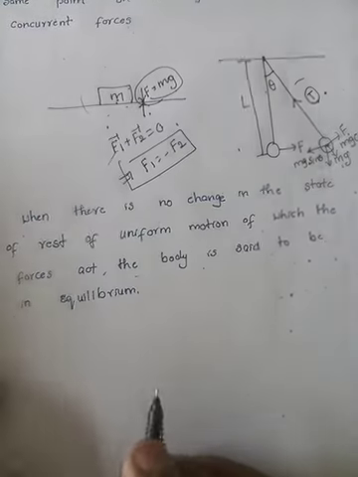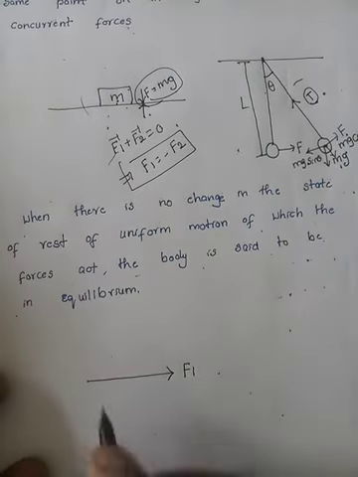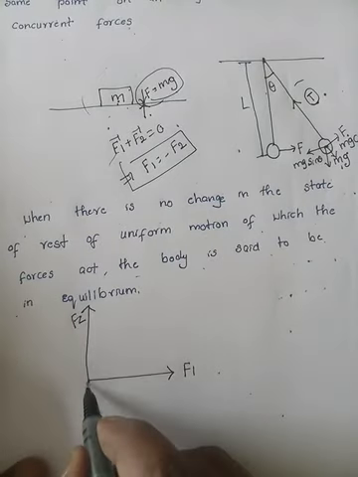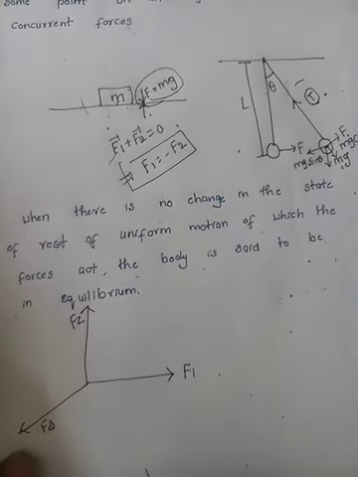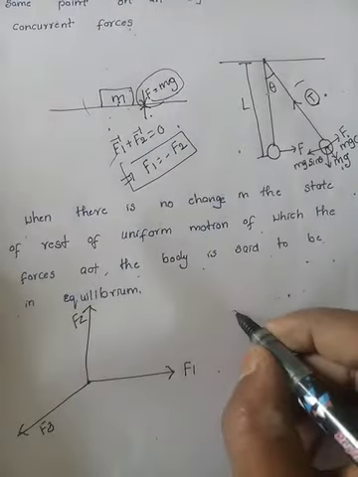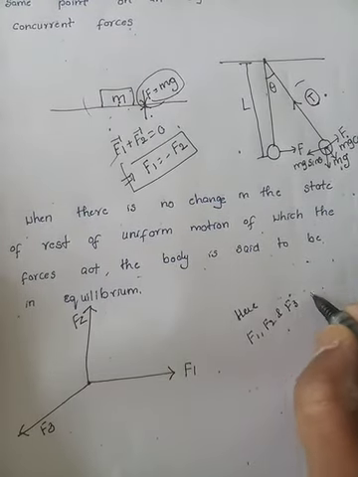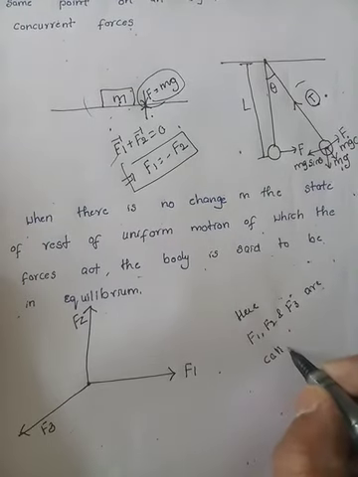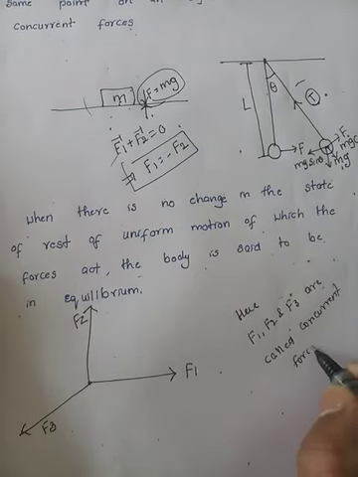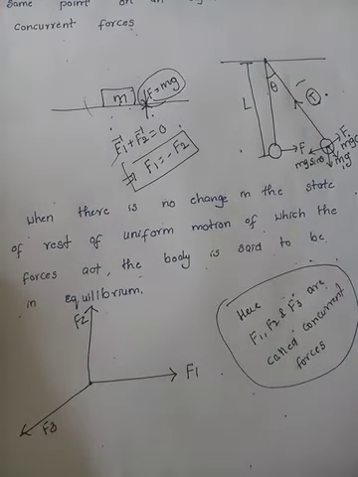So, for example, on a book, I am applying three forces: F1 in this direction, F2 in this direction, and F3 in this direction. So, on this object, I applied how many forces? Three forces. Here, F1, F2 and F3 are called what? Concurrent forces.